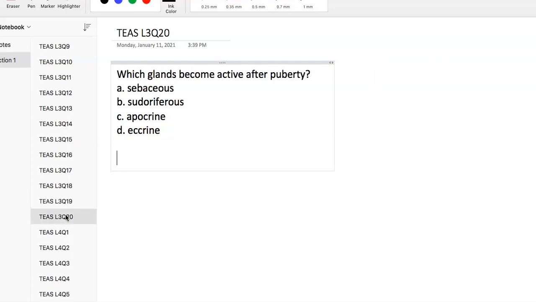And then finally, we are at question 20. Which glands become active after puberty? And that's the apocrine. Sudoriferous glands are the sweat glands, of which there are two types. Eccrine glands are the primary sweat glands of the body, and apocrine glands become active after puberty and are located in the armpits, nipples, and groin. Sebaceous glands secrete sebum, a mixture of fats and proteins that prevents the skin and hair from drying out.